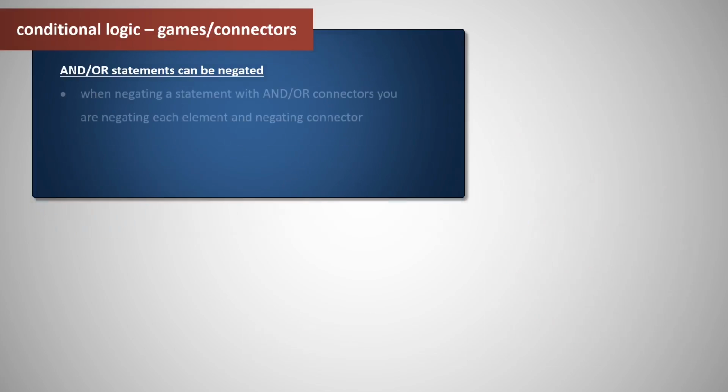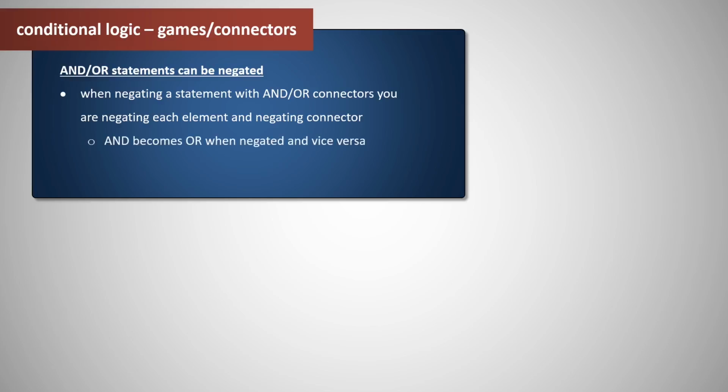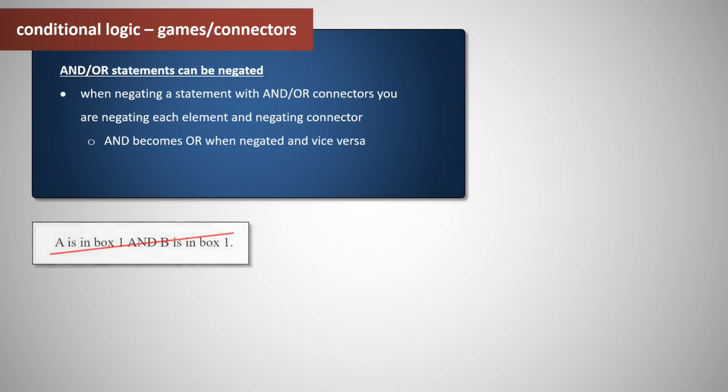And in fact, you can do that mechanically. So when negating a statement with an and or connectors, you're negating each element and you're negating the connector. So and becomes or when negated and vice versa. So we have this statement, A is in box 1 and B is in box 1, and then the whole thing is crossed out. So this sentence basically says it's not true that A is in box 1 and B is in box 1. Well, how can you rephrase it so it's a little bit easier to work with?